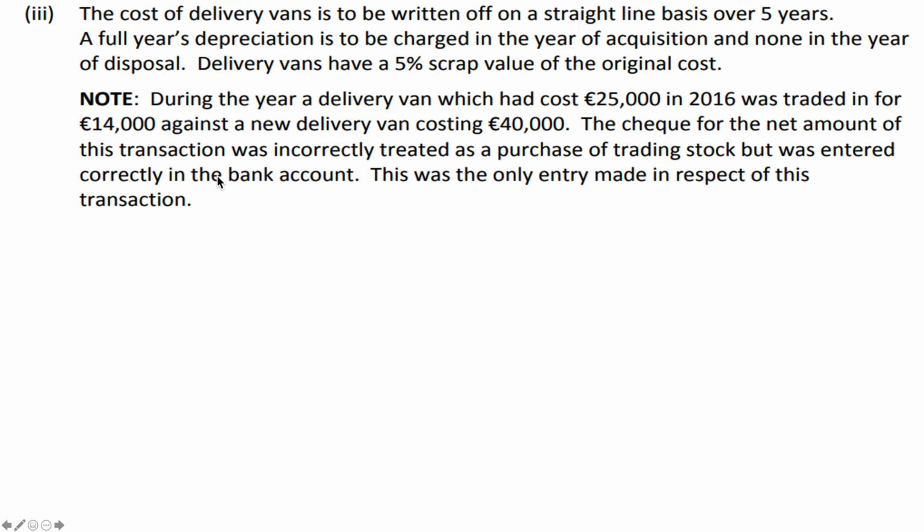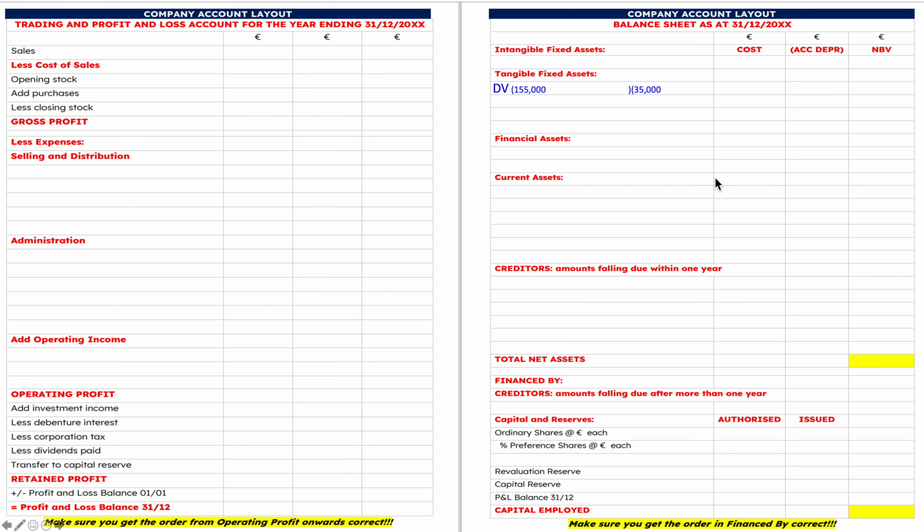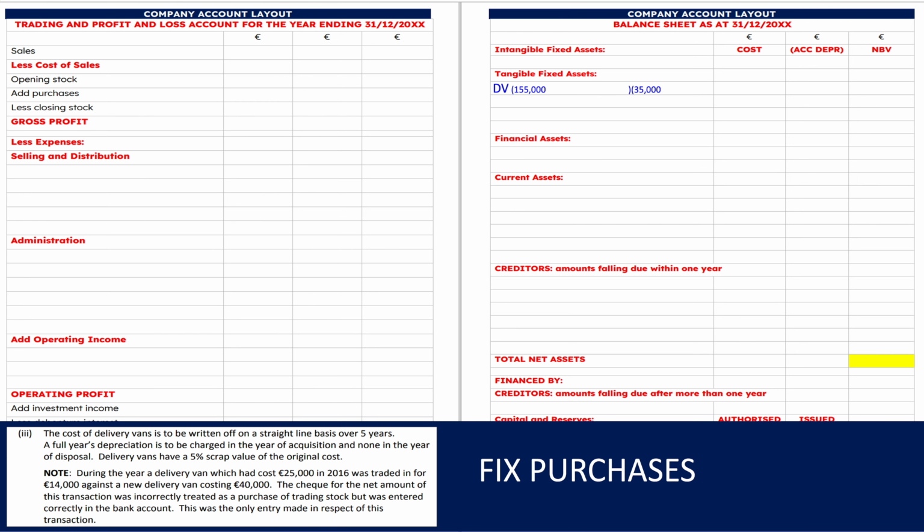So the exact same thing happened here with the purchase of trading stock. The business owner went in and paid whatever the cheque needed to be for it. They paid it to the van company, and they treated the cheque incorrectly as purchase of trading stock. So we'll fix the purchases figure now. It was traded in for 14,000. That was the trade-in value, but it was a new van costing 40, so the cheque would have been 26,000. So we fix the purchases by taking 26,000 out of that.